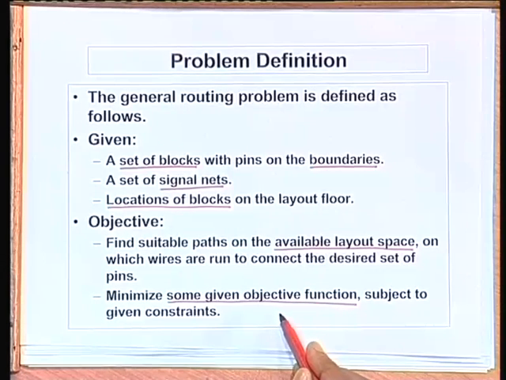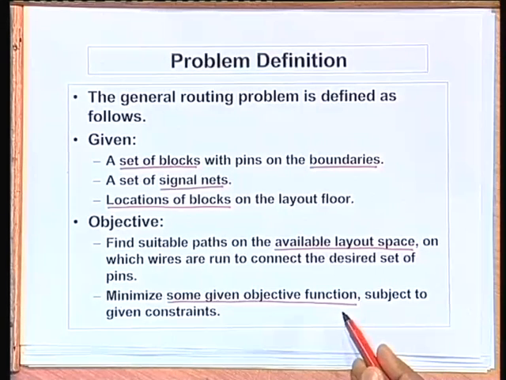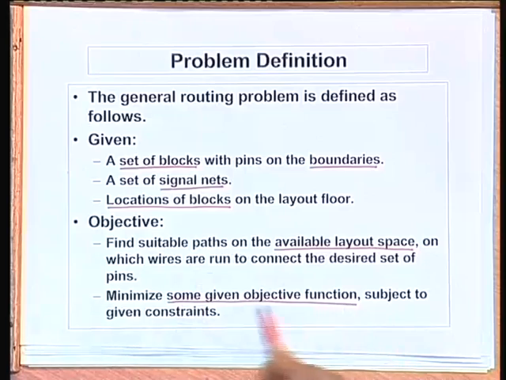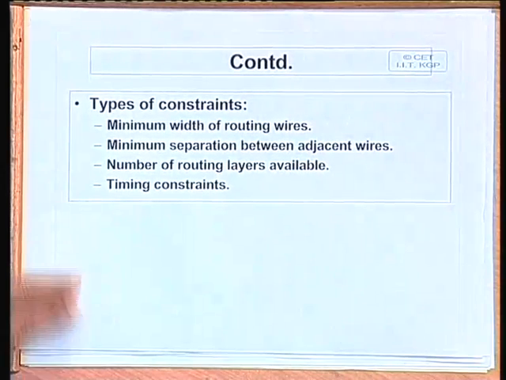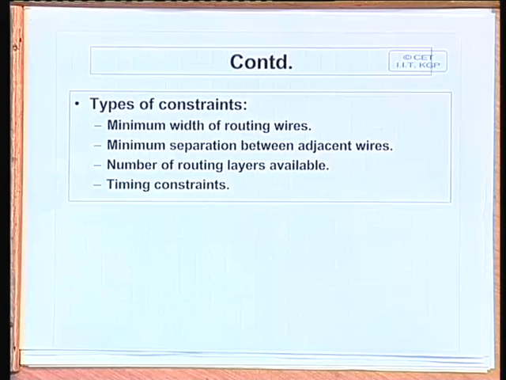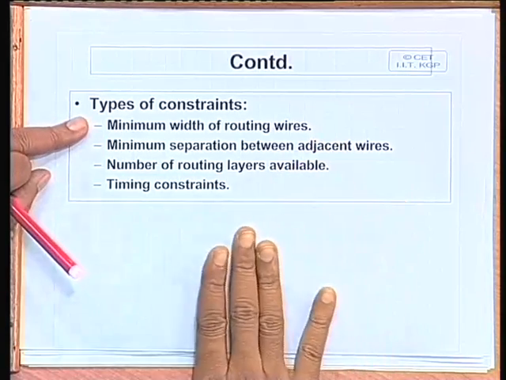Now, this objective function or the constraint can be of different types. Well, we basically need to take care of several kinds of constraints when we are trying to complete the routing. Some of the important constraints are like this: minimum width of routing wires. Well, if you look at the VLSI design layout level, there you may be knowing that signals may be carried on several different layers. Of course, metal layer is an option, but for shorter distances you can even carry signals over polysilicon or diffusion layers.